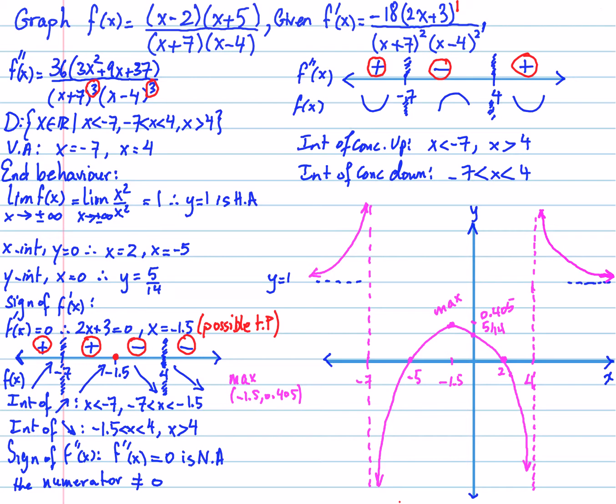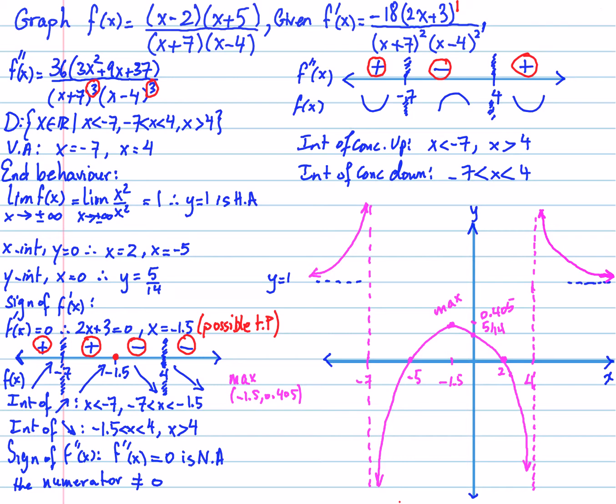And now for f of x, we see the concavities up, then down, then up. Those are the intervals of concavity up: x is less than -7 or x is greater than 4. Intervals of concave down is between -7 and 4.